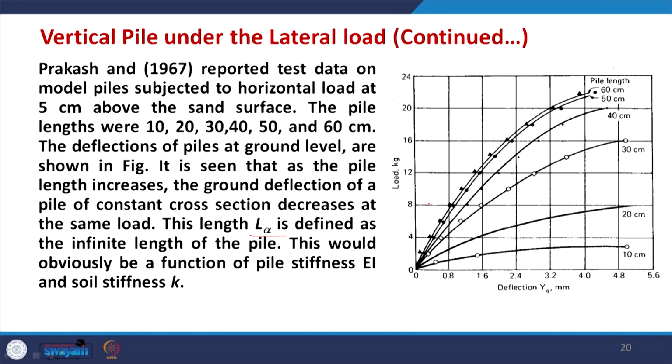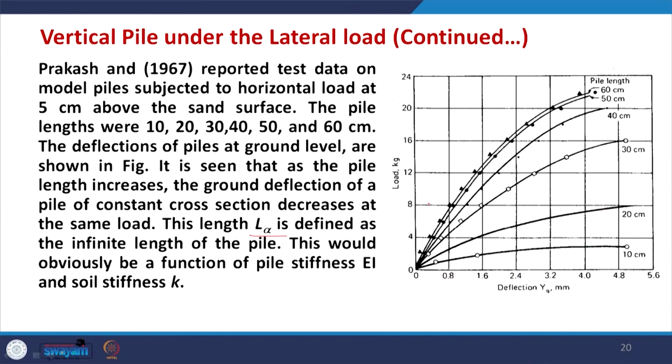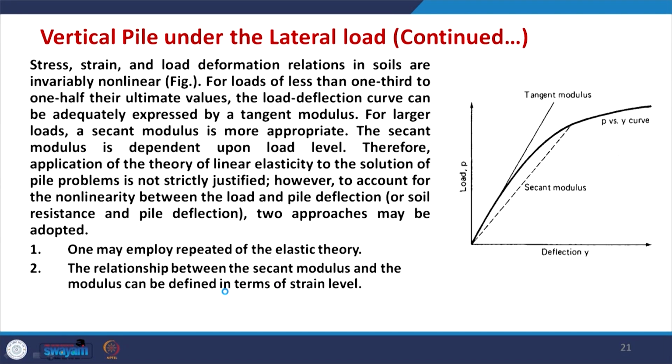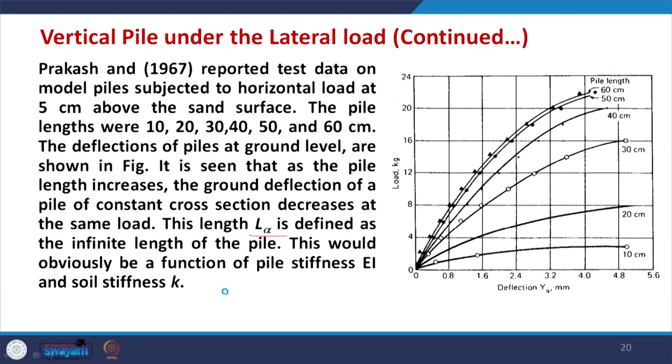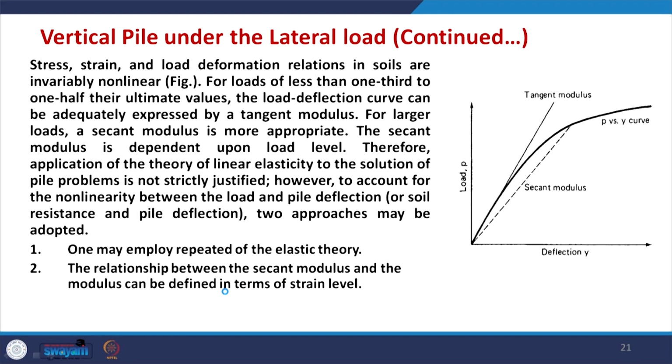So, that means there will be a length of the pile after which there is not much difference in the deflection. If there is no change in the deflection even if you increase the pile length, that length is defined as the infinite length of the pile, and this length depends on the stiffness EI and soil stiffness K. So, it does not only depend on the properties of the pile, but also on the soil properties, and this is represented later using a relative stiffness factor, which we are going to talk about later.